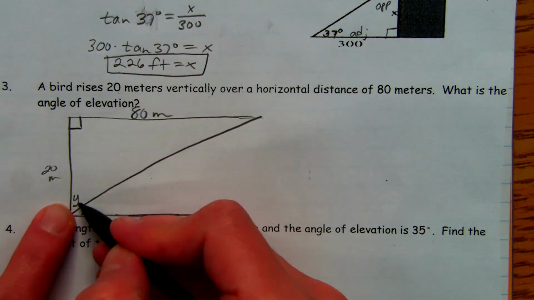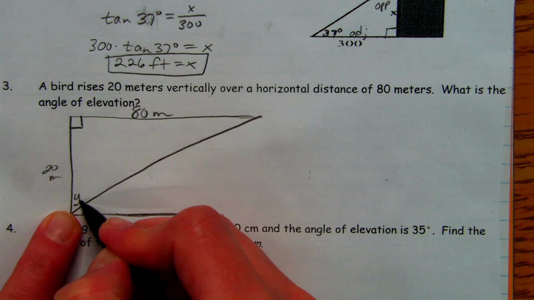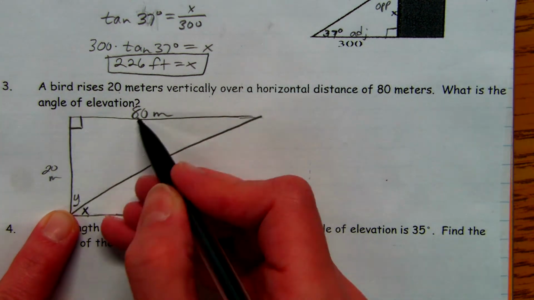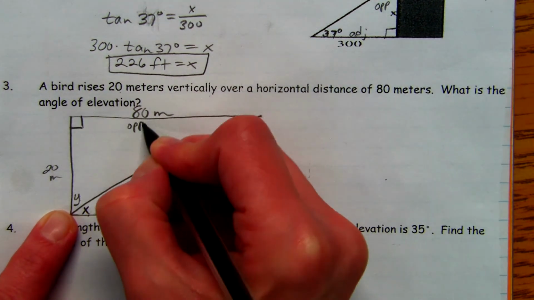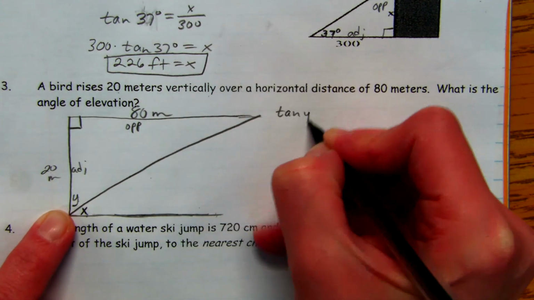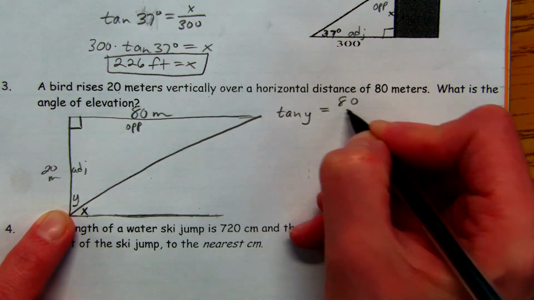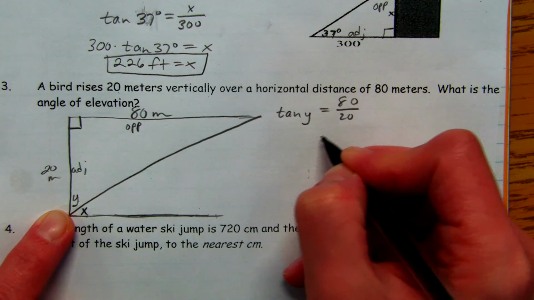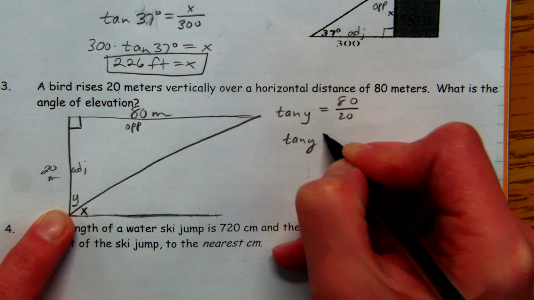So if we're setting up to solve for y, we start with the same thing. What sides did they give us? Opposite and adjacent. So there's opposite, there's adjacent. So it's tangent again. So I'm going to have tangent of y equals 80 over 20, which would just be 4. So tangent of y equals 4.